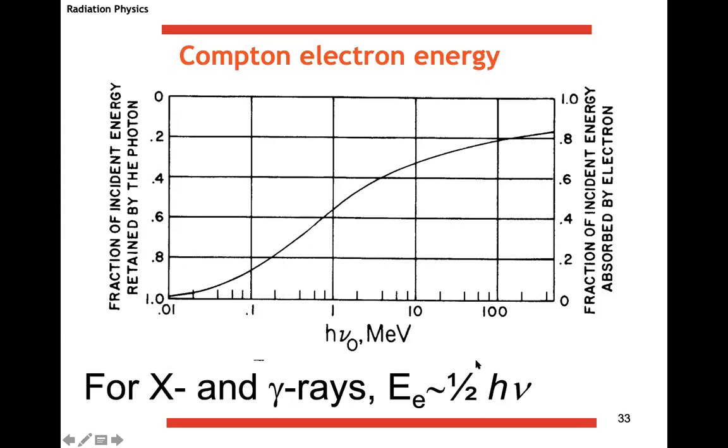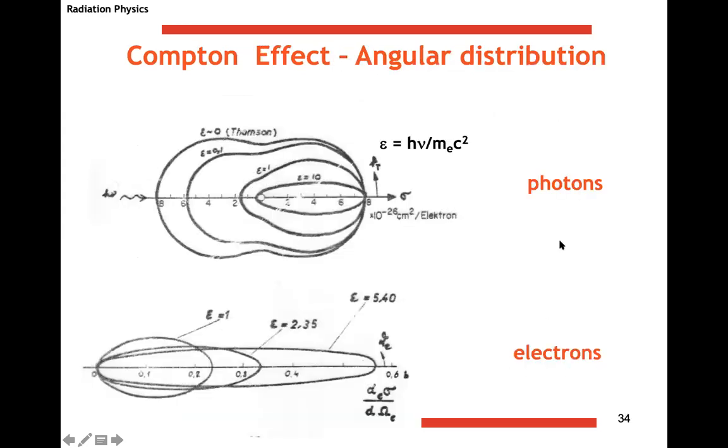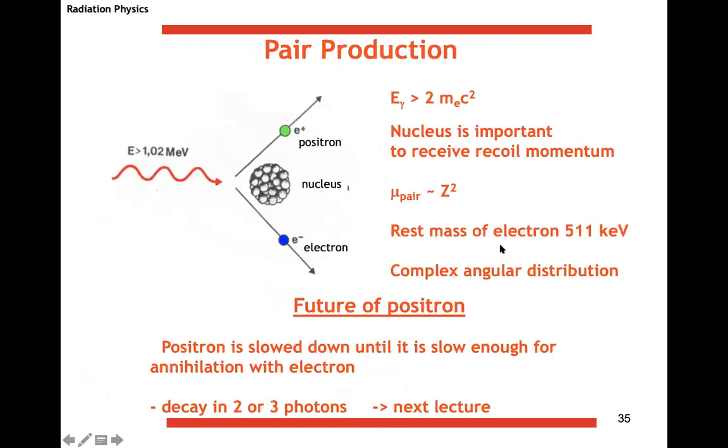If you want one number to remember, remember 1/2. So approximately the energy of the electron is in this region here, approximately 1/2 of the energy of the photon in most cases with X-rays and gamma rays. So excluding, if you want, the low energy X-rays and the very high energy X-rays sometimes used for radiotherapy. Angular distribution, here again, I'm not going into detail for the photons, for the electrons.